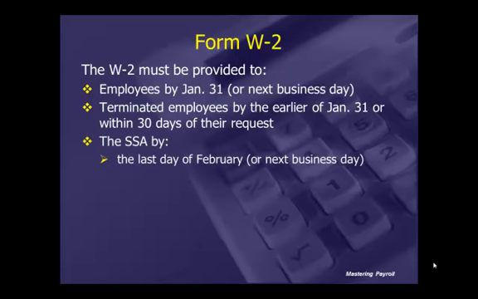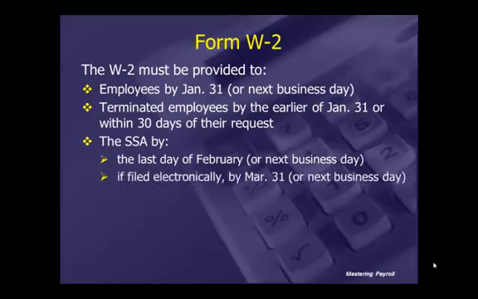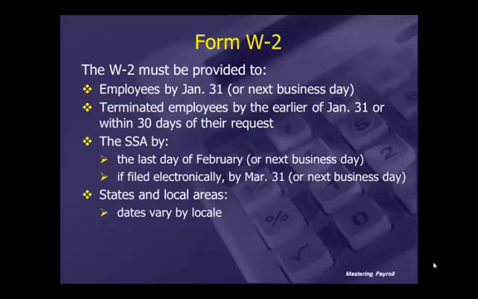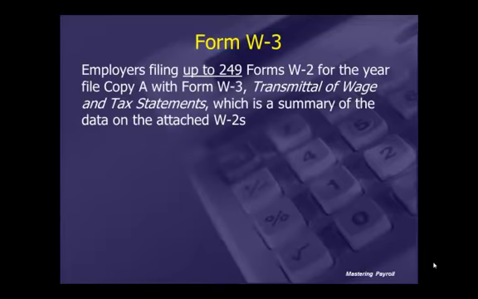The Social Security Administration needs to receive the W-2 information by the last day of February or the next business day if the last day of February falls on a weekend or a holiday. If filed electronically, by March 31st or the next business day. States and local areas, you have to check those, and of course they all have websites with information. The dates will vary by state or by city.